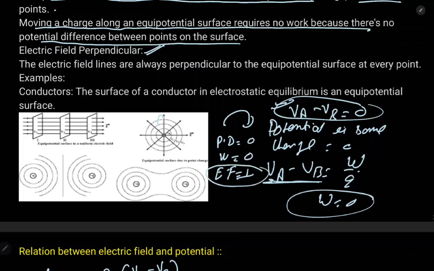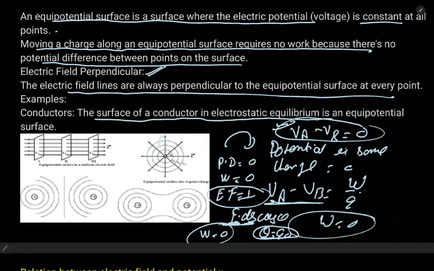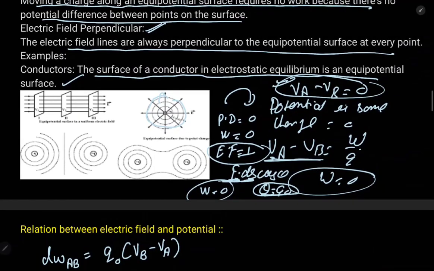Now why is the electric field always perpendicular to the surface? Because we know that there is an angle, cos theta, between the force and the displacement, right? And if theta is equal to 90 degrees, this is the only case when the work done will be equal to 0. Theta equal to 90 degrees means the electric force is always perpendicular to the surface. So the electric field lines are always perpendicular to the equipotential surface at every point. Conductors: the surface of a conductor in electrostatic equilibrium is an equipotential surface, because the charge inside is always 0.